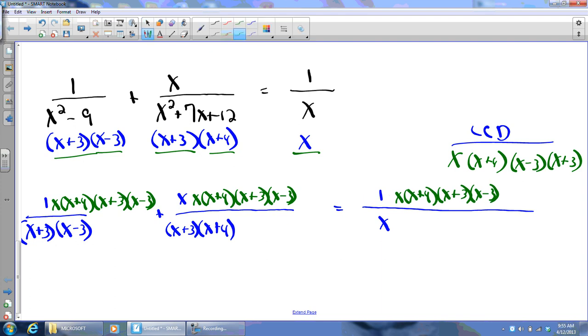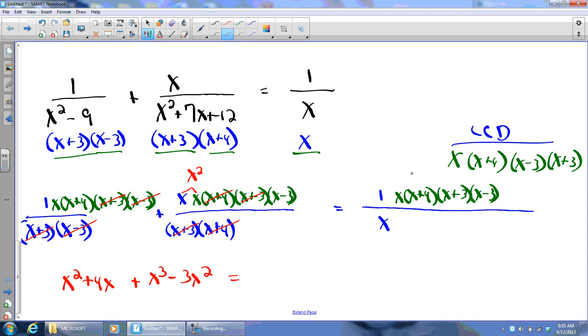Now I'm ready to cancel. All right, so the x plus 3 and the x plus 3, x minus 3, x minus 3. I'm left with 1 times x plus 4. x squared plus 4x. Here, the x plus 3 with that, x plus 4 with that. I'm left with x times x minus 3. Well, this is x squared, and I distribute that x squared. I'm going to get an x cubed minus a 3x squared.